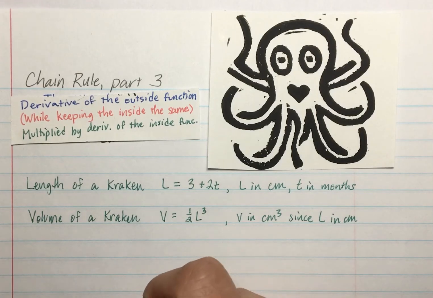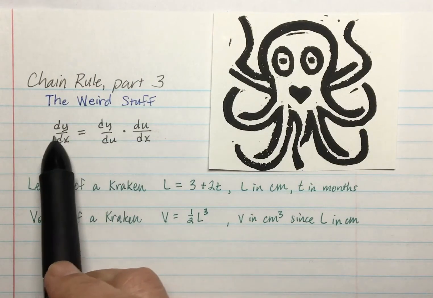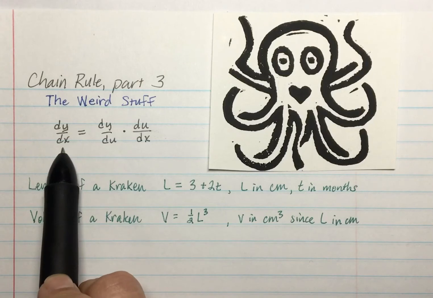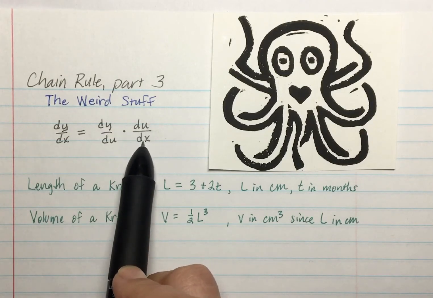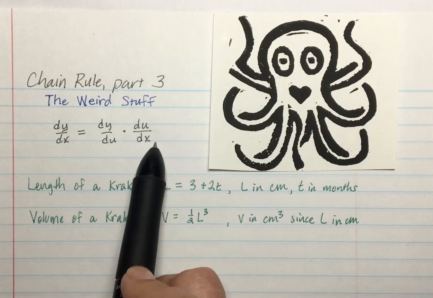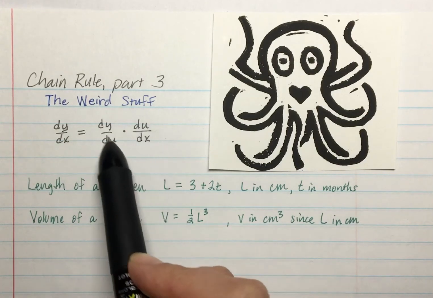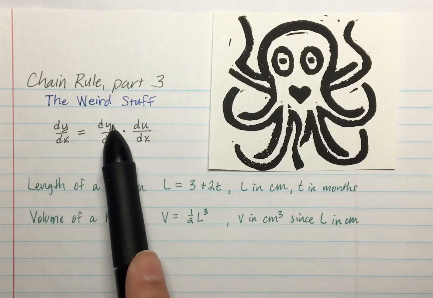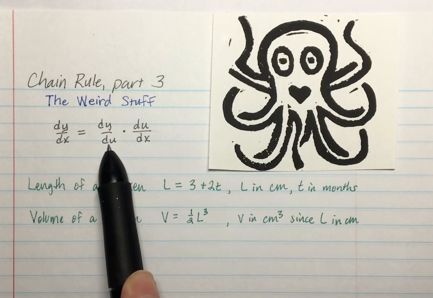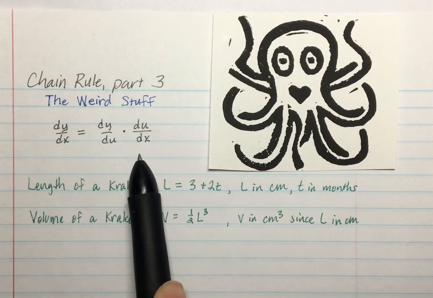So this other thing, we're going to just put that aside, is this weird looking equation, dy/dx equals dy/du times du/dx. And algebraically, you can look at that and go, well, yeah, that fits. Algebraically, the du's we can cancel out. So really you're just saying the rate of change of y with respect to some variable times the rate of change of that variable with respect to x.